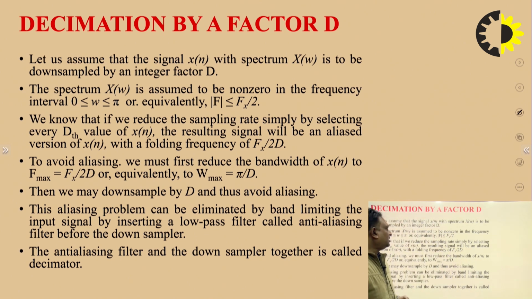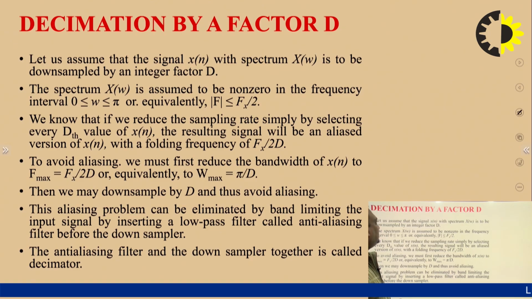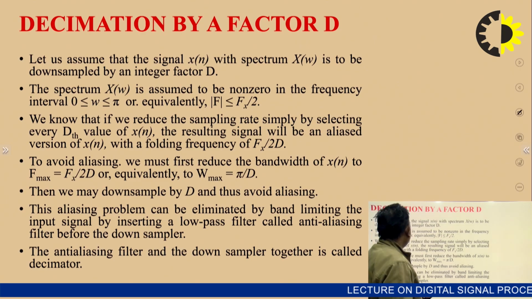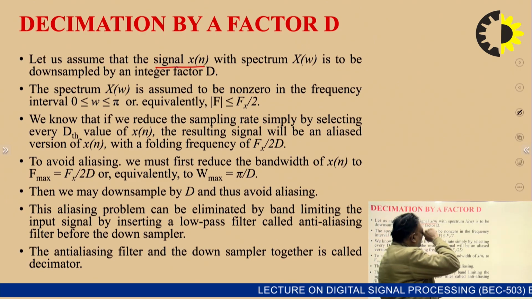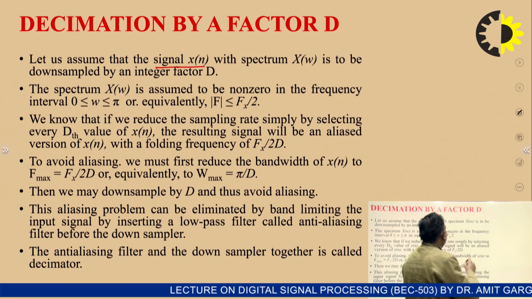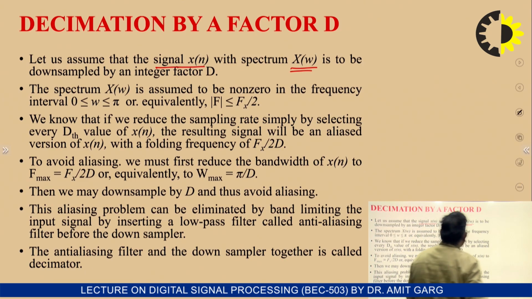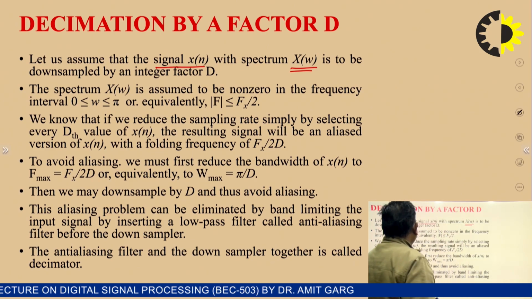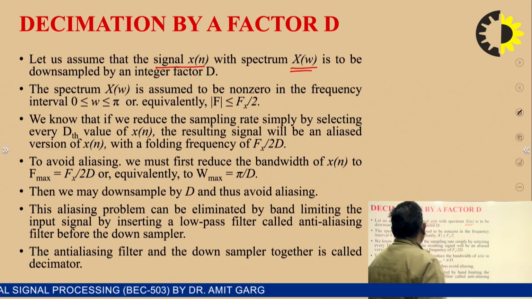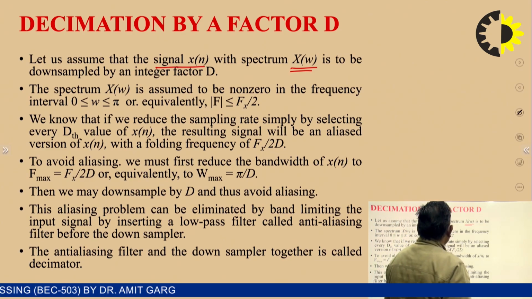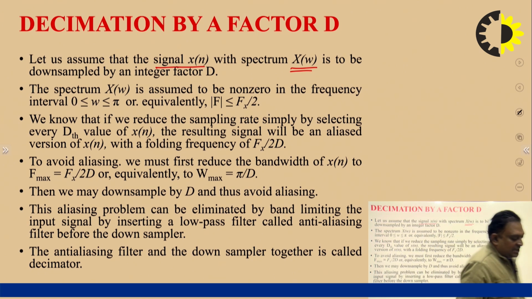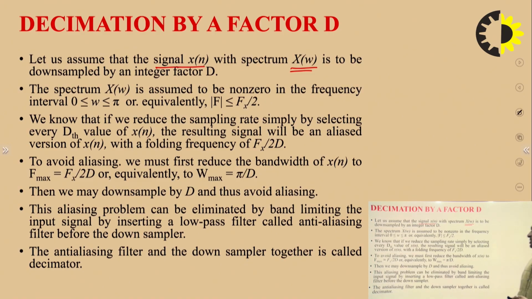So, decimation by a factor D. Let us assume that the signal x[n] with the spectrum X(omega) is to be downsampled by an integer factor D. So we are taking a signal x[n], and if we draw its spectrum, it is like X(omega), and the spectrum X(omega) is assumed to be non-zero in the frequency interval 0 to pi, or equivalently |F| less than Fx by 2. So simply, the signal x[n] which we are taking is a band limited signal, and we want to downsample this band limited signal.